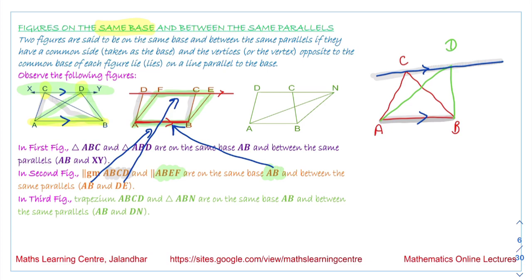Next we are considering trapeziums. In the next example, we are talking about a trapezium. One is the trapezium ABCD, and second, we are talking about the triangle ABN.